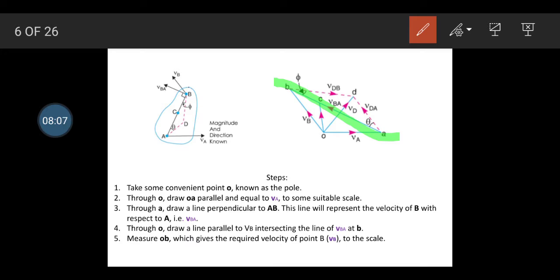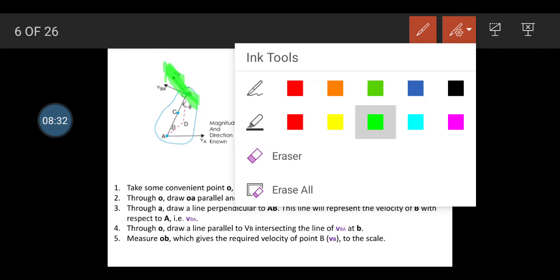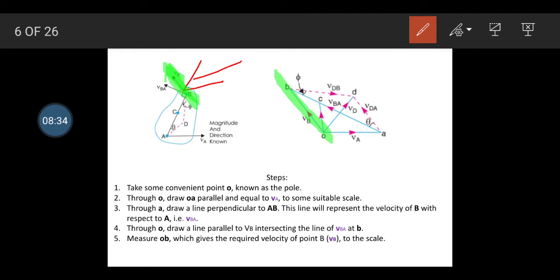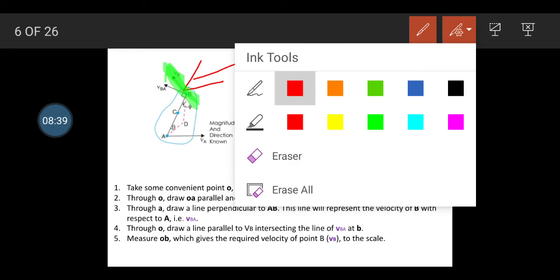After this, through point O, we have to draw a line parallel to VB. So where is VB? VB is present over here. This is the parallel line which we have to draw from O, parallel to VB. So these two lines are parallel to each other.